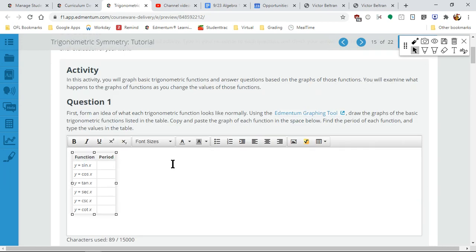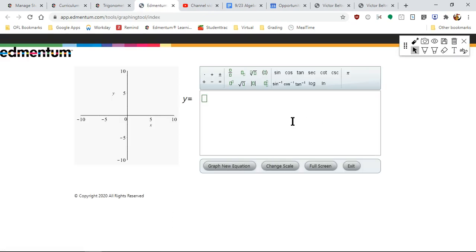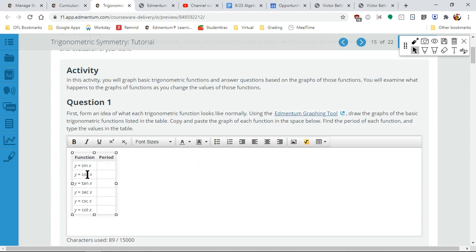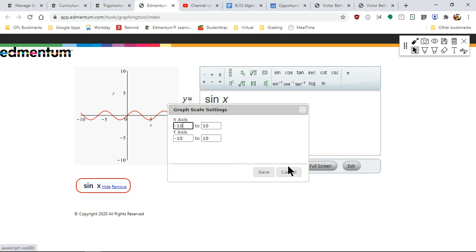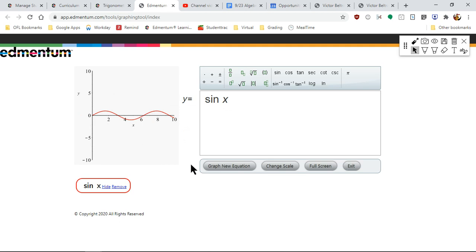All right, so if we look at this, are we literally just doing periods? We're going to use this graphing tool, and we want to graph functions. If you're lazy like I am, copy it and paste it and graph a new equation. We can see that it keeps repeating over and over again. So let's change the scale. Let's start our x-axis at 0. We're going to go to 10. And we want to show this.